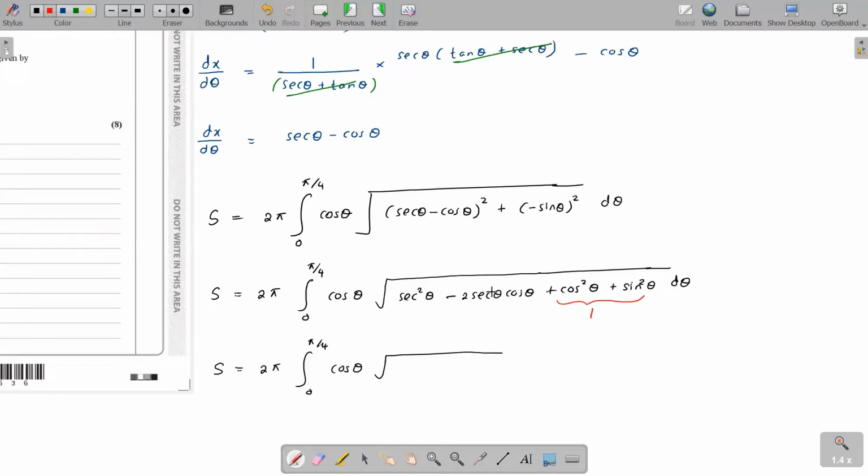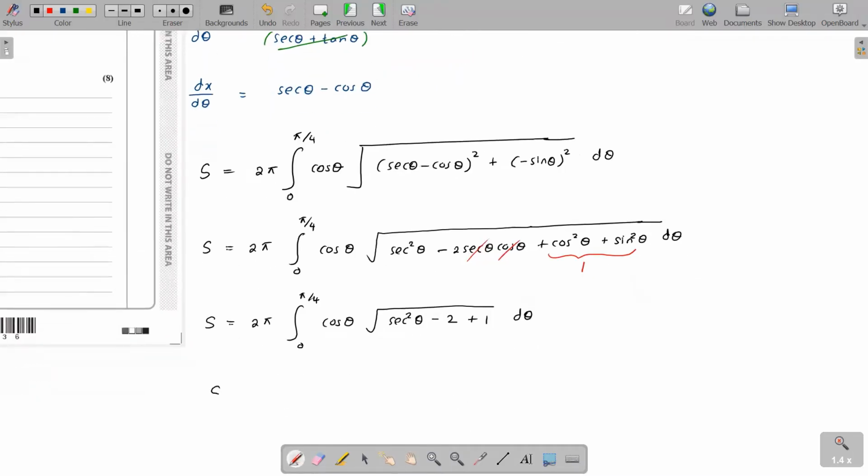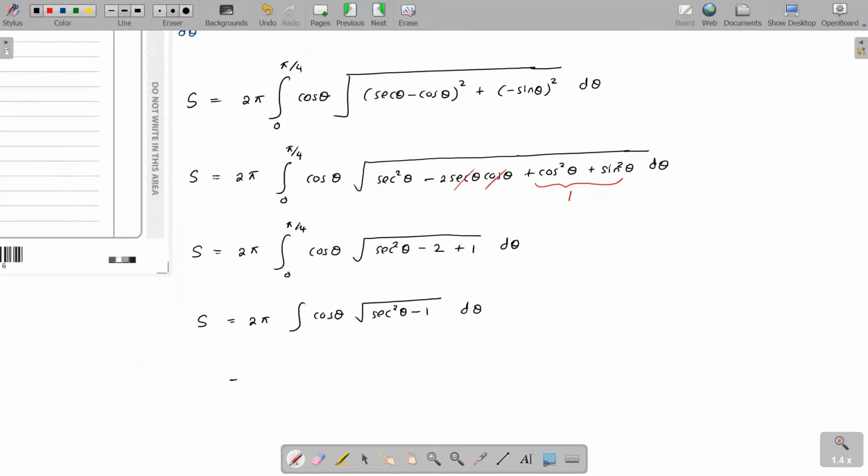Sec theta is 1 over cos. Basically, these two cancel. Sec is 1 over cos, into cos will cancel. So you end up getting here what? Sec square theta minus 2 and then there's another plus 1 that comes from cos square plus sin square is 1. So inside the root, what do I get? So I get sec square theta minus 1. Sec square theta minus 1 is tan square. So tan square, root of tan square is tan theta.